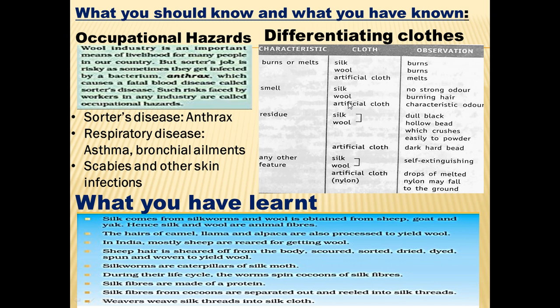After burning, what residue will be left? A dull black kind of residue when you burn silk or wool, which is a hollow bead that crushes easily to powder, right? But artificial cloth, when you burn it, makes a hard bead like when you burn plastic.